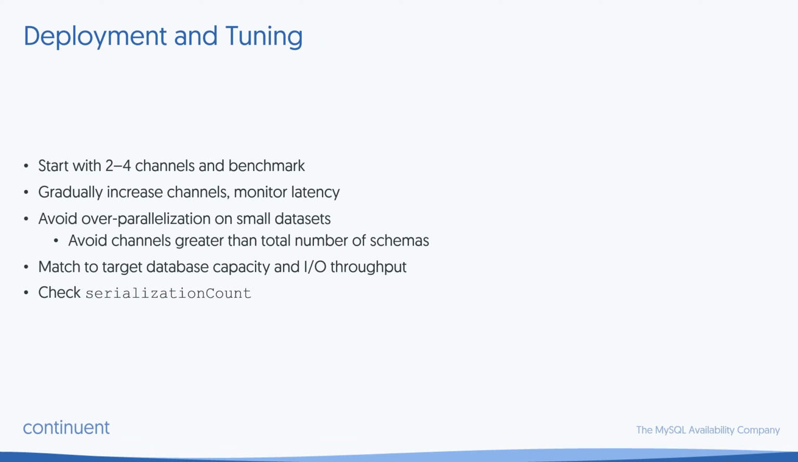Ensure your target database can handle concurrent writes, especially for I/O bandwidth and locking contention. The sweet spot often comes from balancing apply concurrency with database resource limits rather than simply maxing out those threads. The other one is to monitor the serialization count to see the effectiveness of parallel apply.